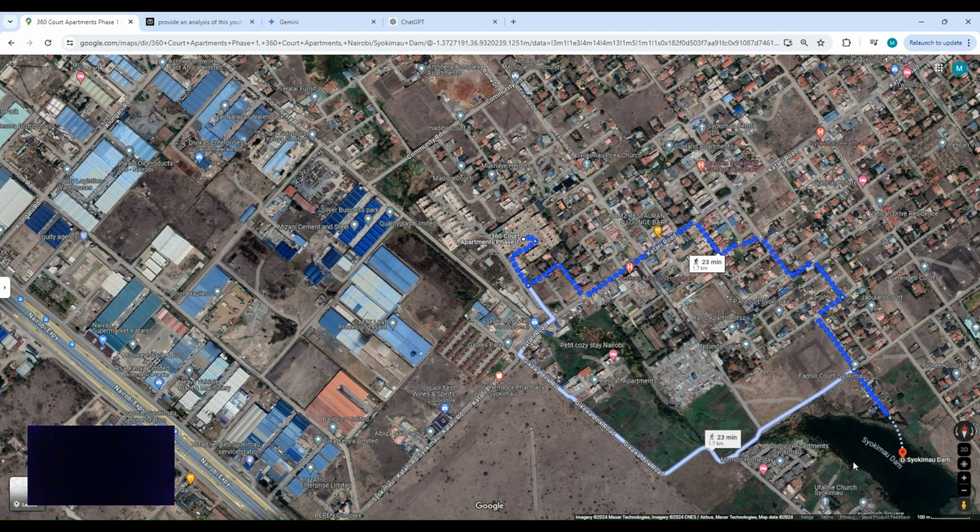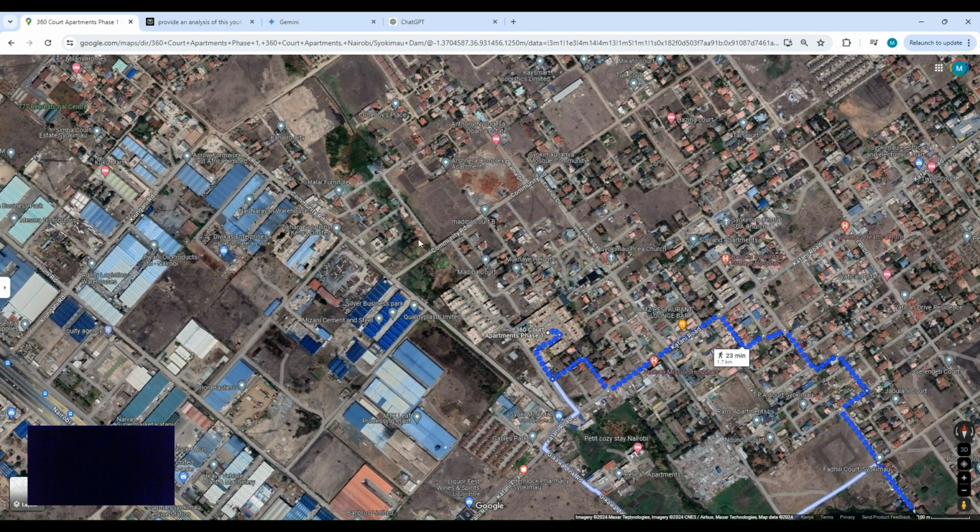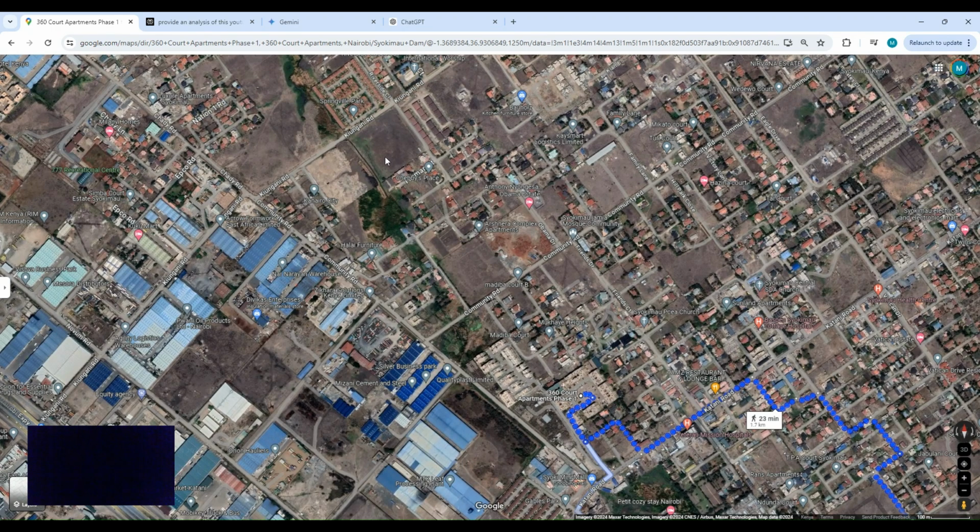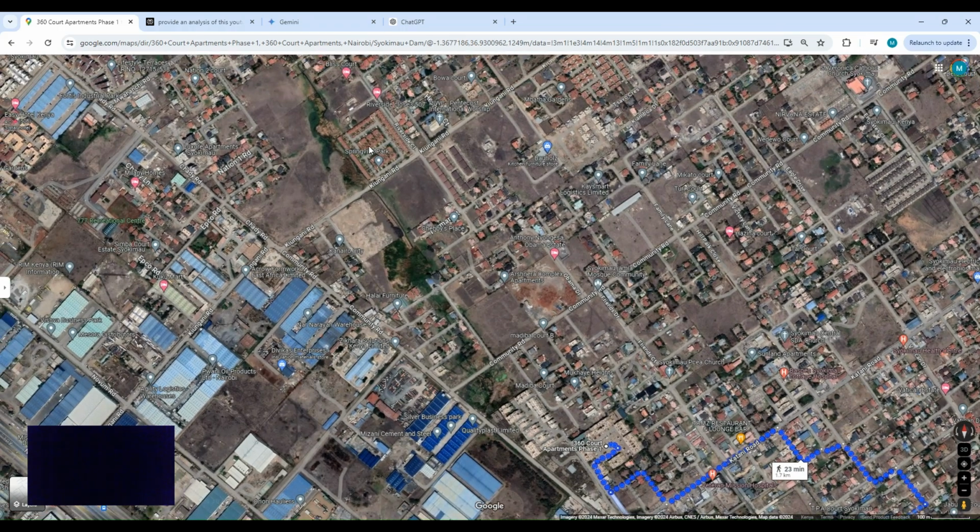So the inlet is here, and it goes right above, this is Syokimau, so the inlet goes right above the 360 apartments, and it carries forward. You can see here how it goes, and then it gets to Kiungani Road, and from Kiungani Road you have the Springville. So it's a little bit of a distance here, 23 minutes, about 1.7 kilometers from 360 court to the dam.